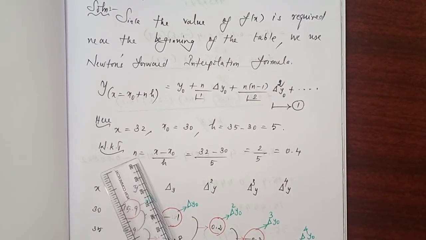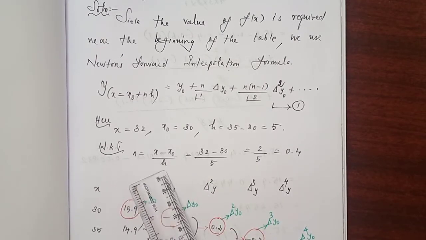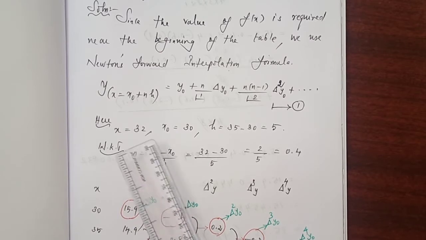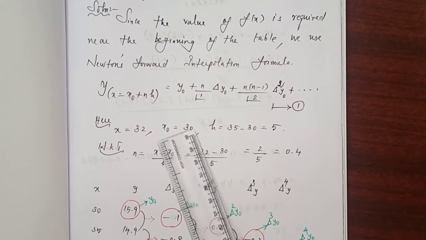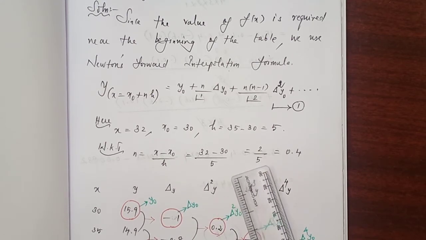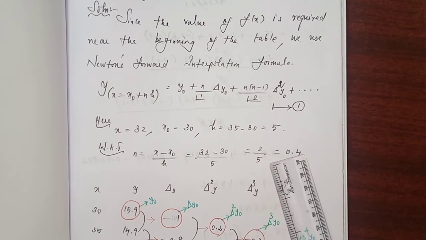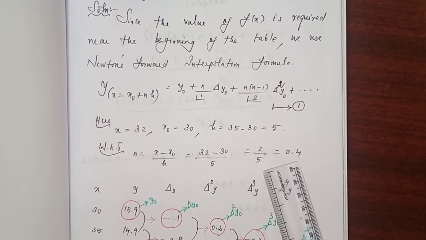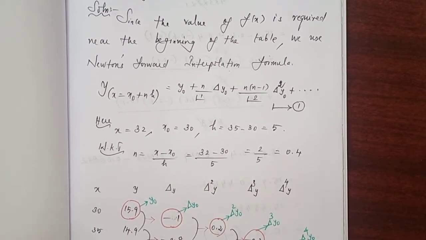Then we know the formula for n: x minus x naught divided by h. What is the value of x? 32. x naught value 30. h value 5. 32 minus 30 is equal to 2. 2 divided by 5 is equal to 0.4. That is the value of n. Let it be. Now you can go for the table.